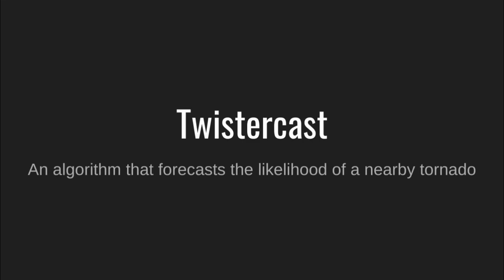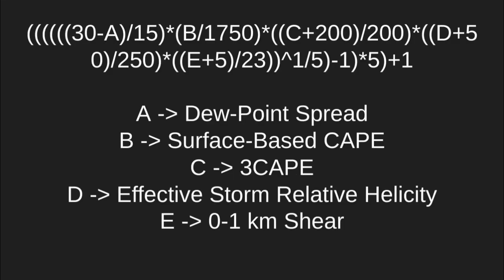Hello everyone, welcome to a pretty unique video for my channel where I'm going to be showing you guys an algorithm I made called TwisterCast that can forecast the likelihood of a nearby tornado using 5 variables. So this is the algorithm. Don't worry, I'm not going to try to explain it, but from here you can see the 5 different variables I use in the algorithm.